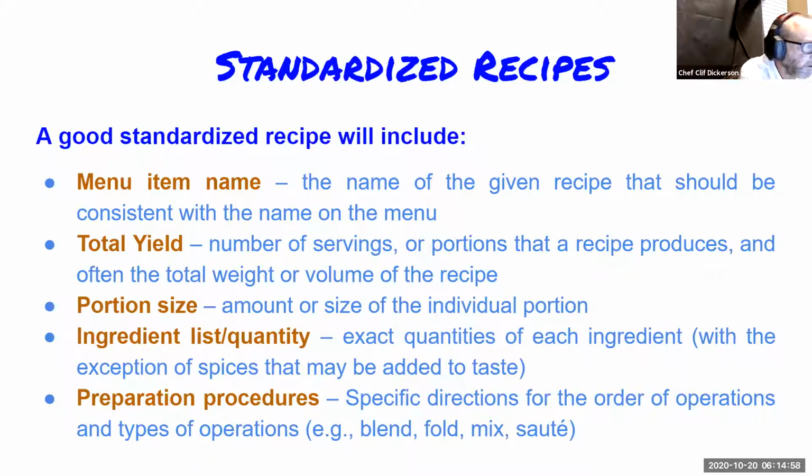But a good standardized recipe will include the menu item's name, obviously. You need the total yield, the number of servings. You need the portion size. Is it a 6-ounce portion? Is it a 5-ounce portion? What kind of portion size are you looking for? And then the ingredient list, basically anything that you have to do to cook the product.